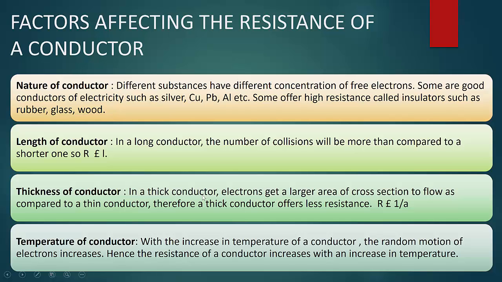Thickness of the conductor. If it is a thick conductor, then electrons get a larger area of cross section to flow compared to a thin conductor. Therefore, a thick conductor offers less resistance. So R is inversely proportional to the thickness of the conductor. More thickness means less resistance, and more resistance means less thickness. Now the temperature of the conductor. With the increase in temperature of a conductor, the random motion of electrons increases. Hence the resistance of a conductor increases with increase in temperature.